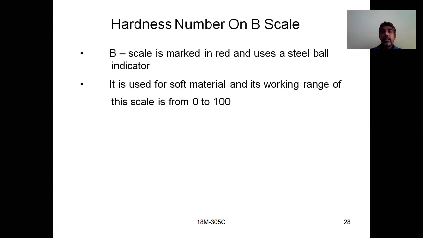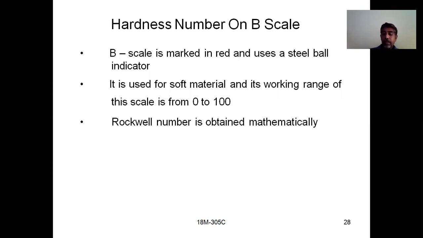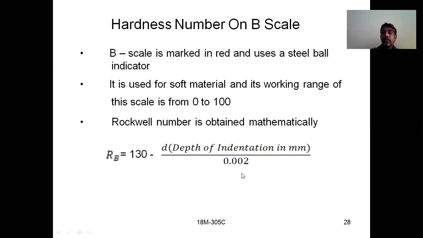So the B scale is marked in red and uses a steel ball indenter. Which type of indenter in the B scale are you using? Steel ball indenter. It is used for soft materials. Generally the B scale is used for soft materials and the working range will be 0 to 100. The Rockwell number is obtained mathematically by using this value. RB is equal to 130 minus D, where D is the depth of indentation in mm, which can be found from the dial indicator, divided by 0.002. By using this equation, we will find the RB value.